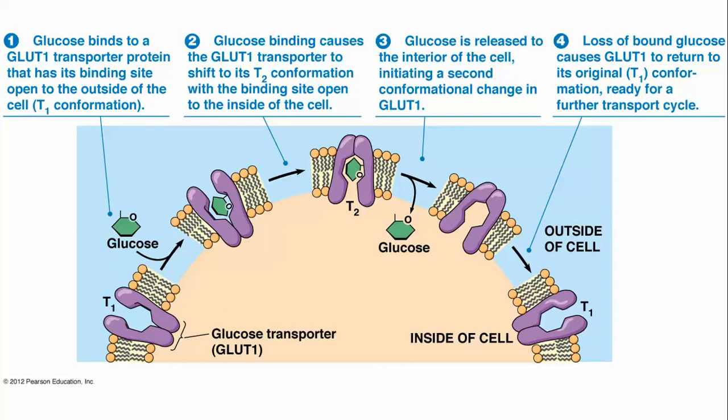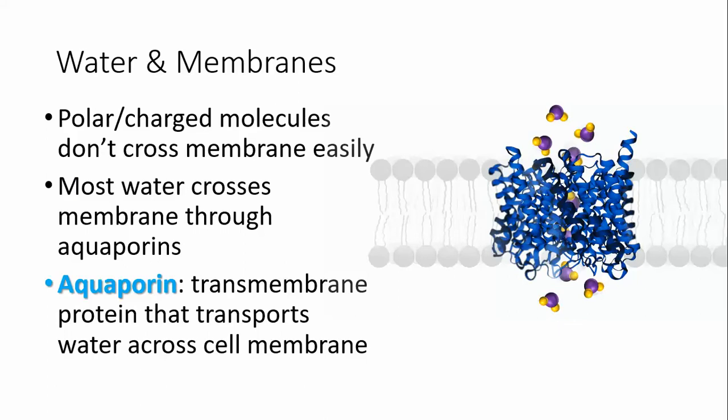So notice there is no energy being used. All of this happens by the binding or the lack of binding of glucose. So water is very important to allow to cross cell membrane boundaries fairly freely. And what lets them do that is aquaporin.